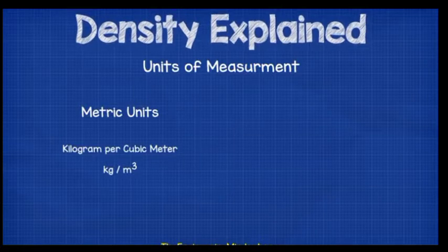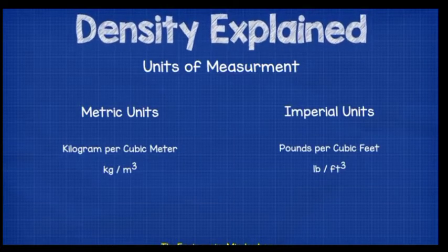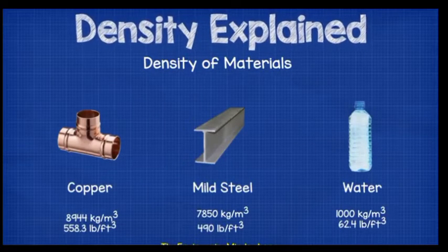In the metric system, we measure density with the units of kilogram per cubic meter, and in the imperial unit system, we typically use the units of pounds per cubic feet. Each material has a different density.